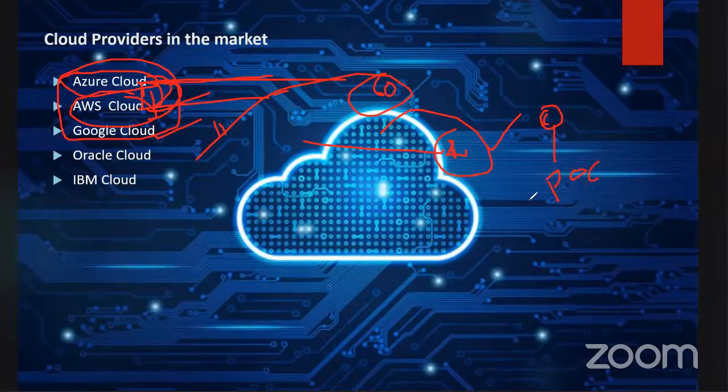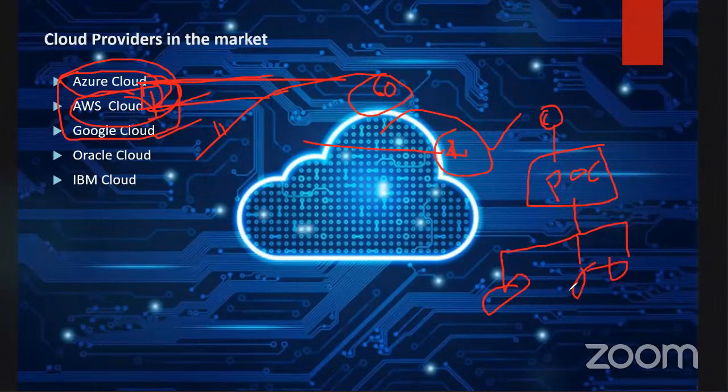POC is called proof of concept. So he will tell that, boss, I want to go with any cloud. It may be Azure, AWS, Google. Please do POC for each and everything and execute to me. Because we have separate individual people, each one will do this POC and show the client a demo.